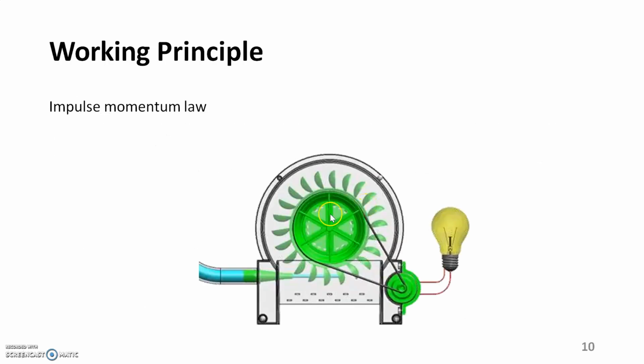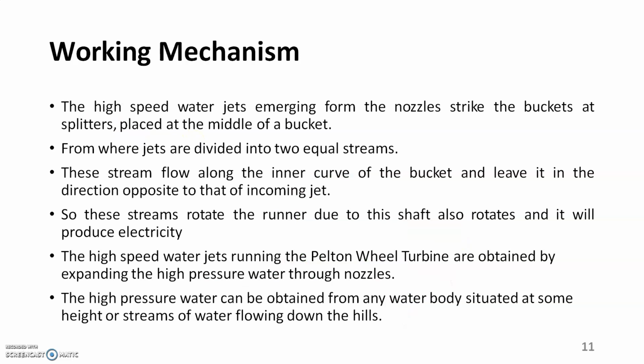Now, what is the working principle of a Pelton wheel? The basic principle behind the working of a Pelton wheel is the principle of impulse momentum. So how does it work? The high-speed water jets emerging from the nozzle strike the buckets at the splitters placed in the middle of the bucket. There, the jets are divided into two equal streams.